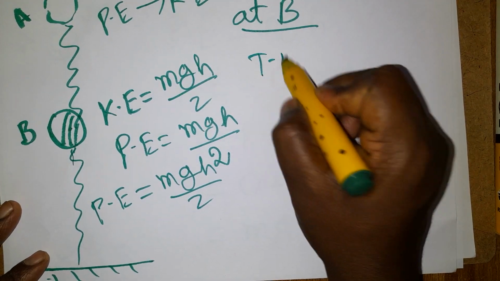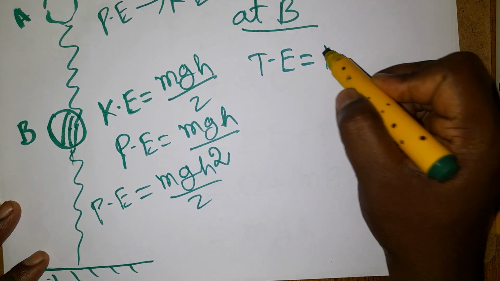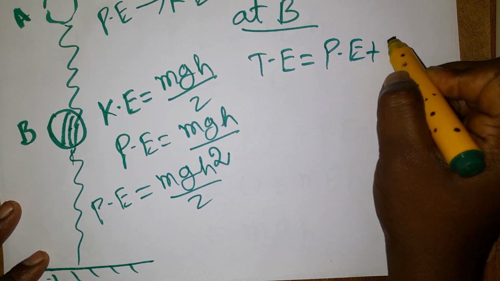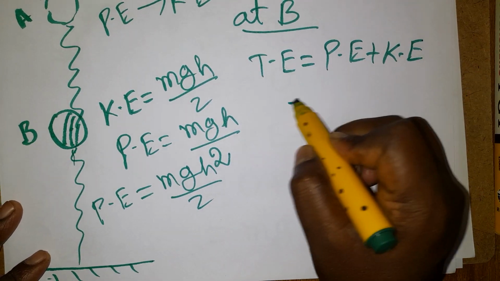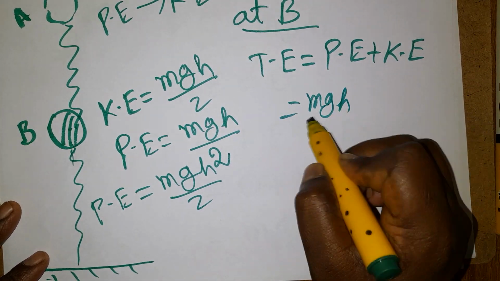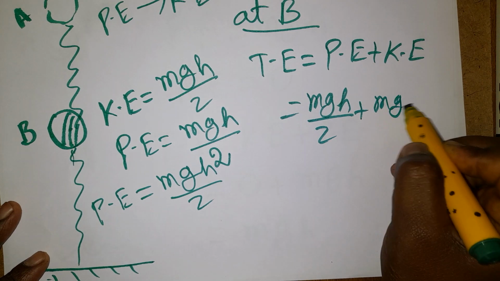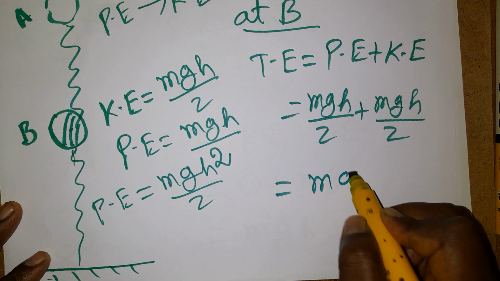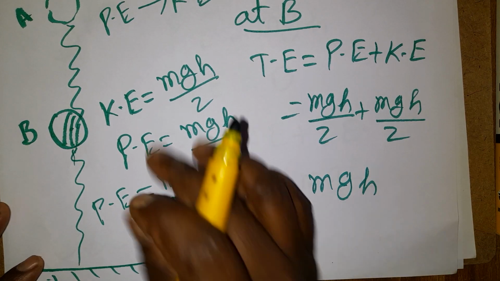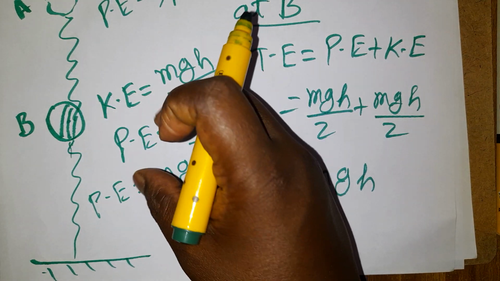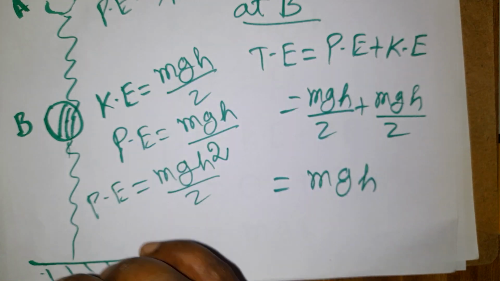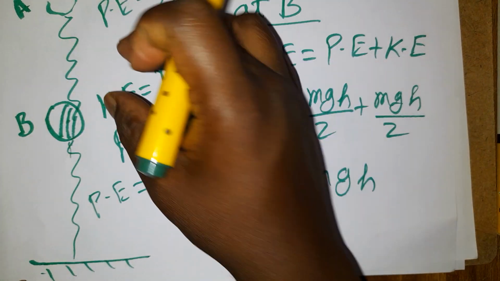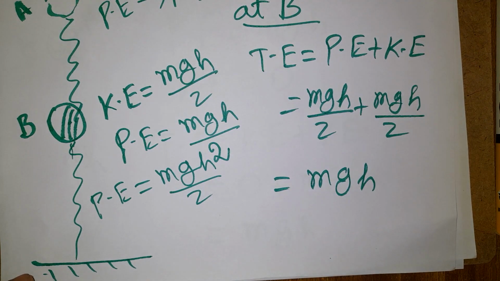Okay, now total energy is equal to potential energy plus kinetic energy. How much potential energy? mgh by 2. How much kinetic energy? mgh by 2. So total energy we will get is mgh. Same 500 joules only we will get, but 250 as kinetic energy, 250 as potential energy. 250 going to convert, 250 already converted.